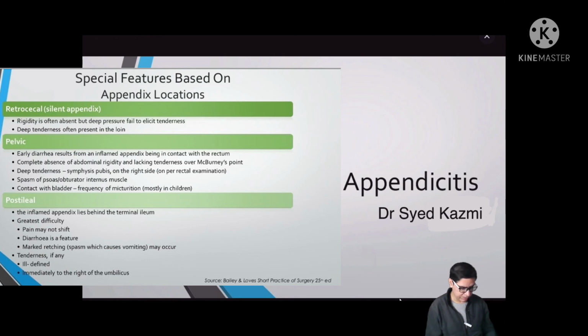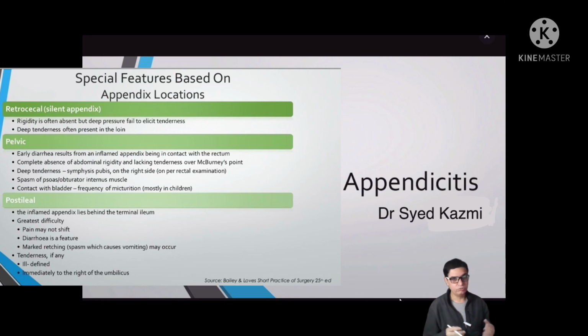There might be complete absence of abdominal rigidity and lacking tenderness over McBurney's point. Obviously, why? Because again, the organ is quite pelvic down in nature. So where you're trying to press and elicit, there is no pain over there or minimal pain. There might be deep tenderness around the symphysis pubis or on the right side if you do the rectal examination, but again, we seldom do that in pediatrics.